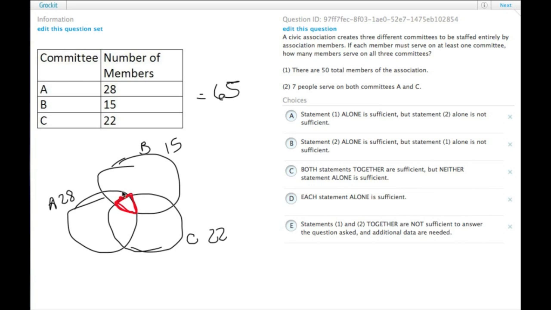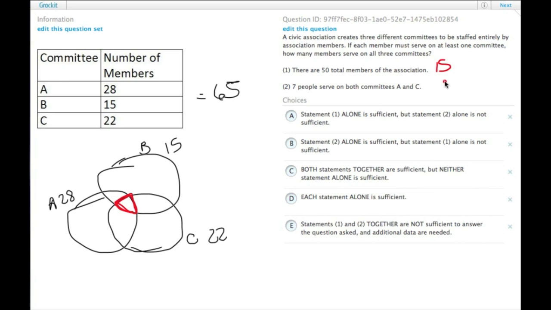In order to do that, we need to find out some more values about how these sets overlap. Statement 1 tells us there are 50 total members of the association. So if we know there are 50 total members and 65 committee slots being filled, we know that there are 15 members who are doing at least double duty and possibly triple duty.